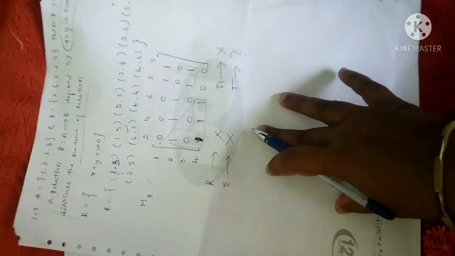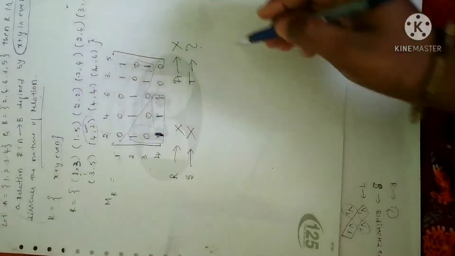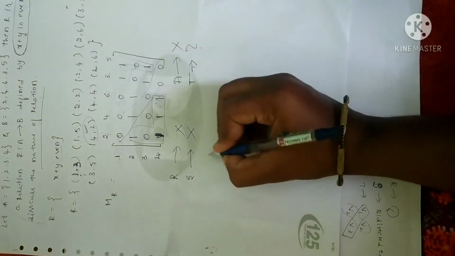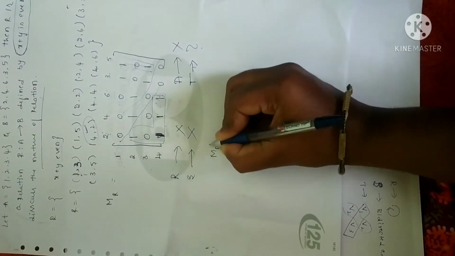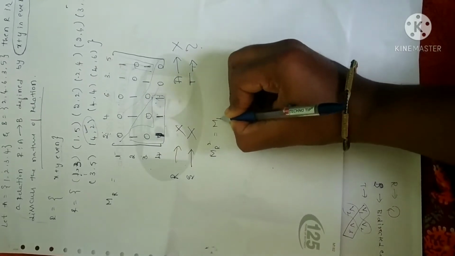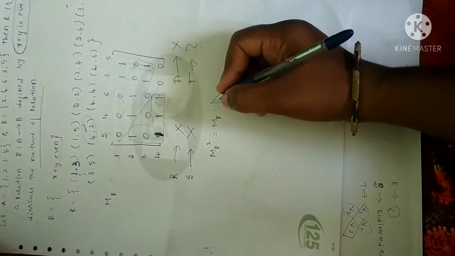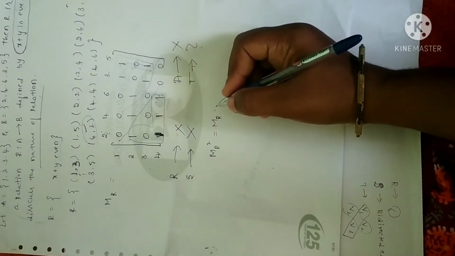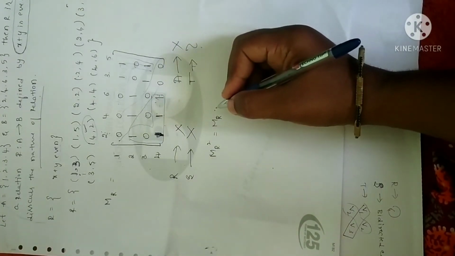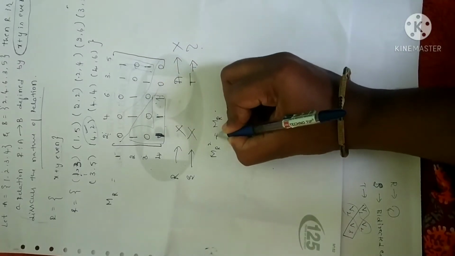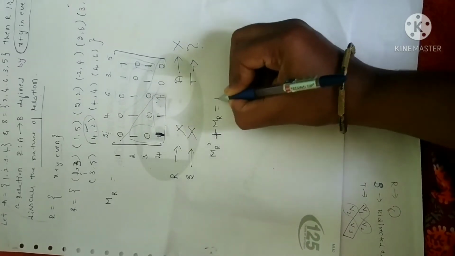So the next concept is, given a matrix, how can we find transitiveness? We have to check the condition MR square is equal to MR. I've already given the notes for the same. How can we decide whether a given matrix is transitive or not? Just go through the notes, you will get MR square plus MR should be equal to MR.